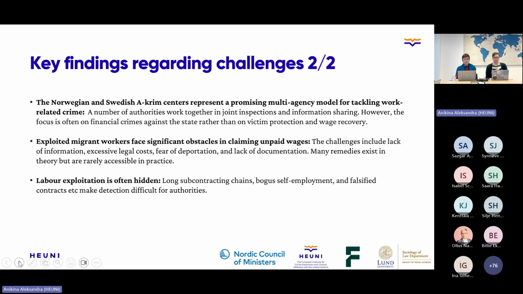And then we also see that labor exploitation is often hidden. Long supply chains and long subcontracting chains may hide where the workers actually are and how to access them. We see bogus self-employment as a problem, and also falsified contracts and other means making it difficult for authorities to detect this problem.